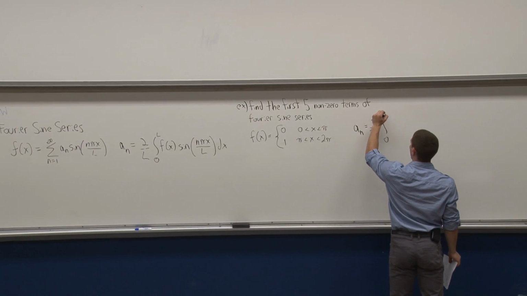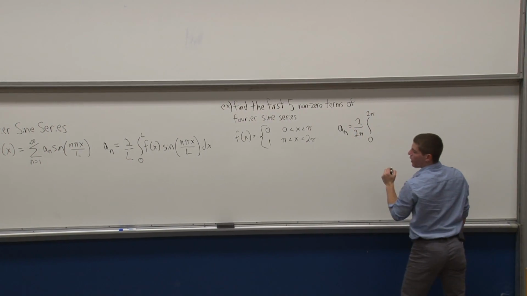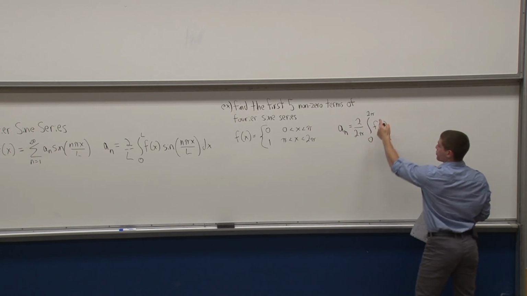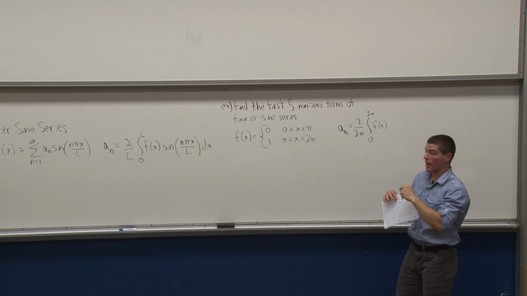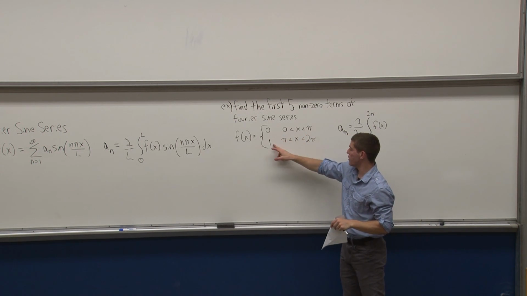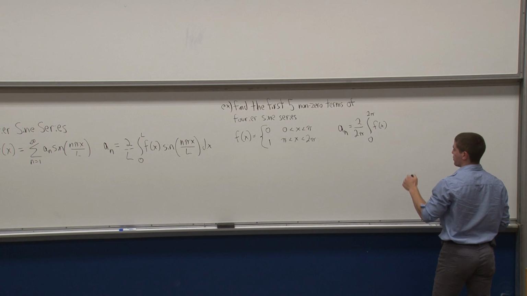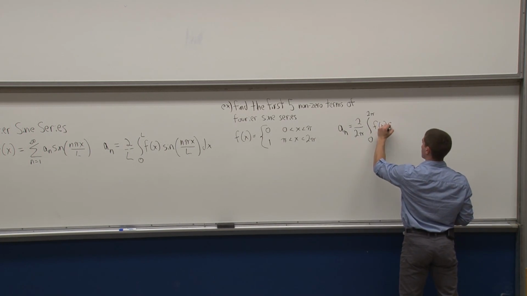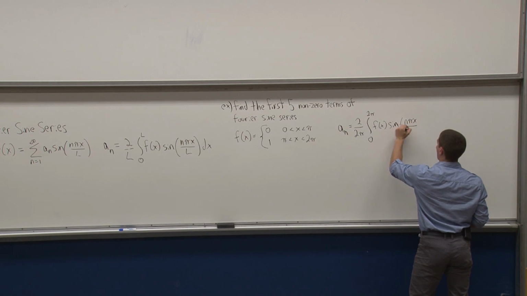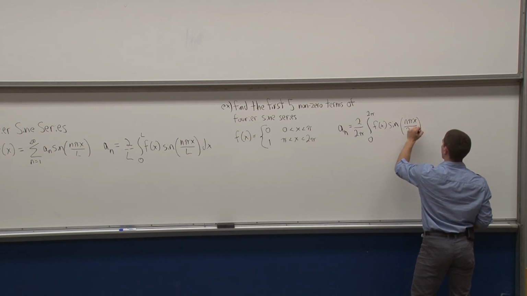integral from 0 to L, so 0 to 2 pi, of f of x, which right now we'll leave as f of x, because from 0 to 2 pi, there's 2 f of x's. The first one from 0 to pi is just 0, and the second one is 1 from pi to 2 pi. And then we have sine of n pi x over L, which is 2 pi, dx.